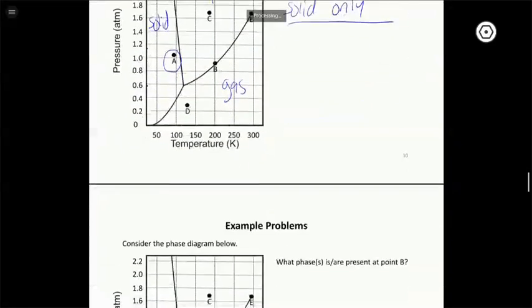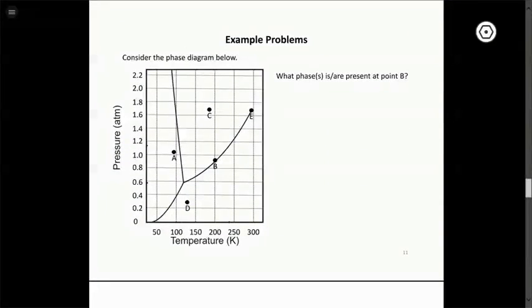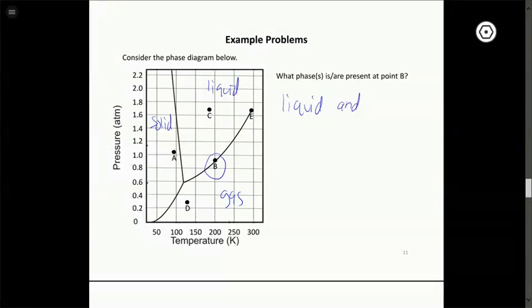All right, so next one, which phases is or are present at point B? So point B is here. It's always helpful to label the diagram. Solid, liquid, gas, same diagram, same as before. So we notice that at point B, we're in between. This is the line that intersects the liquid and the gas regions. So we're on the liquid-gas line, which means liquid and gas both exist under those conditions.